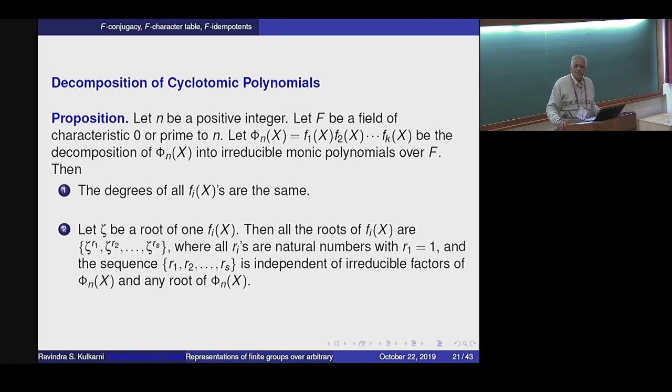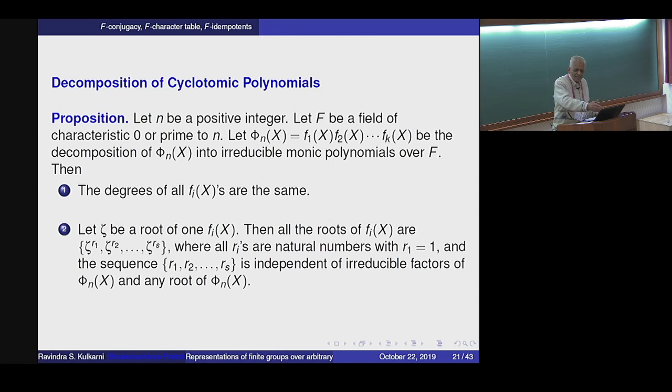Now, this is the essential arithmetic information that is needed in the theory. Let n be a positive integer, let F be a field of characteristic 0, and let this be the decomposition of this cyclotomic polynomial into irreducible monic polynomials over F. So, if this can be done, then other things can be algorithmically defined. This is the point.